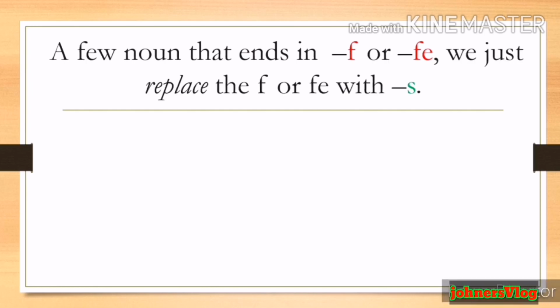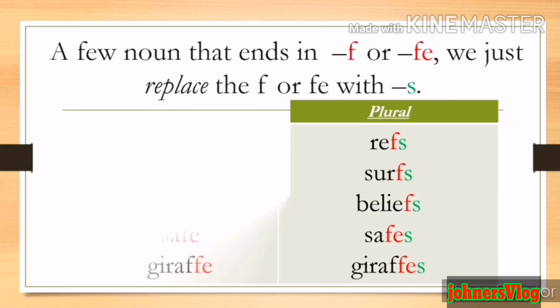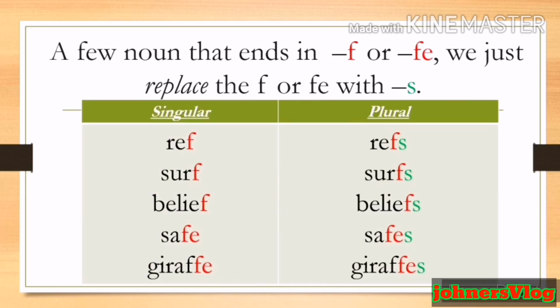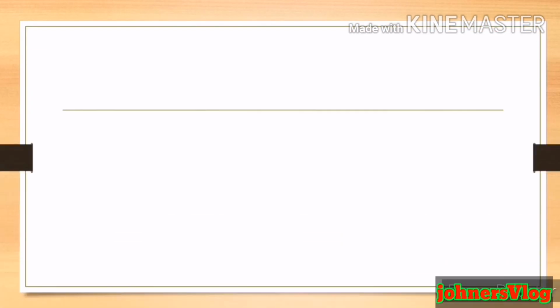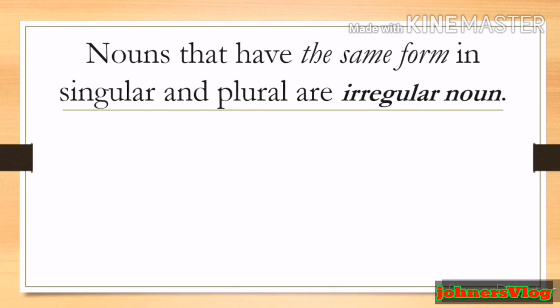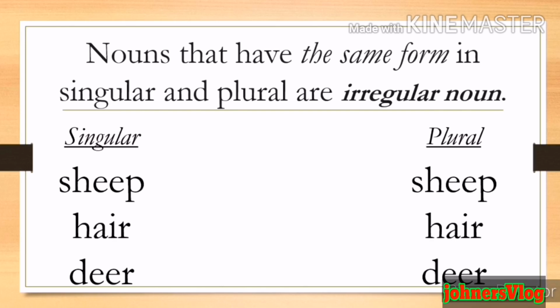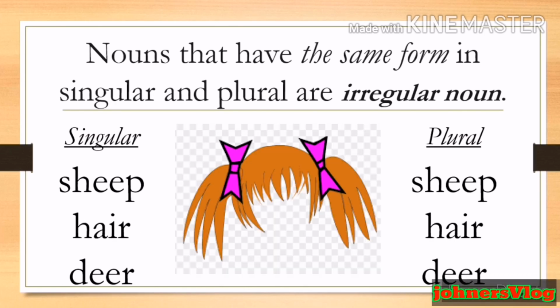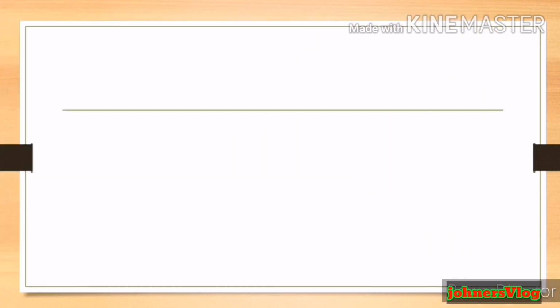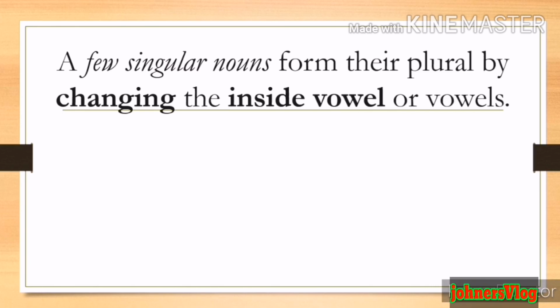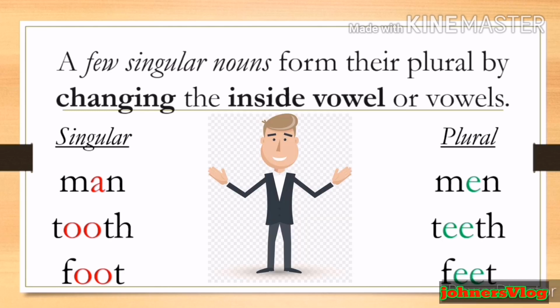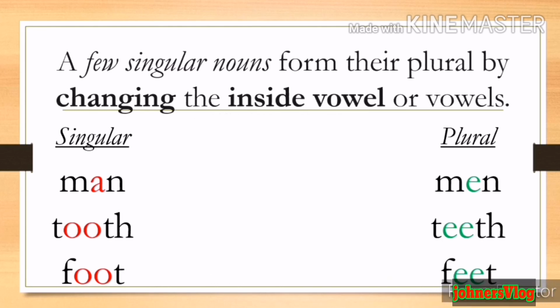For a few nouns that end in F or FE, we just add S. Examples: ref, refs; surf, surfs; belief, beliefs; safe, safes; giraffe, giraffes. Nouns that have the same form in singular and plural are irregular nouns. For examples: sheep, sheep; hair, hair; deer, deer. A few singular nouns form their plural by changing the inside vowel or vowels. We have man, men; tooth, teeth; foot, feet.